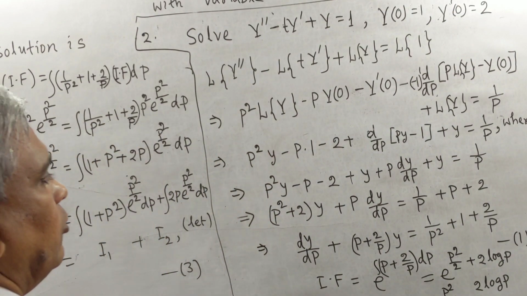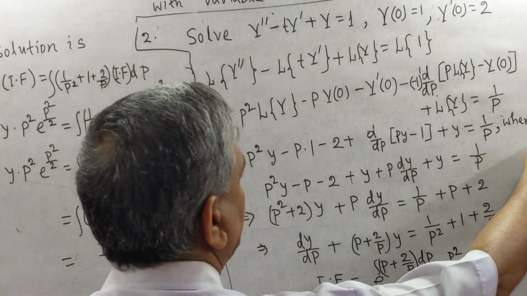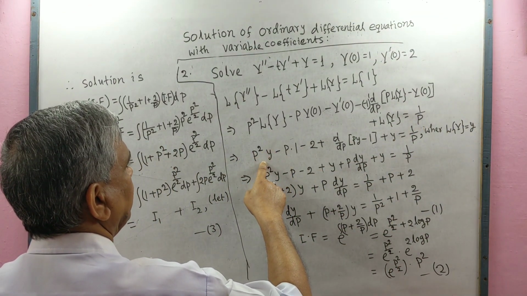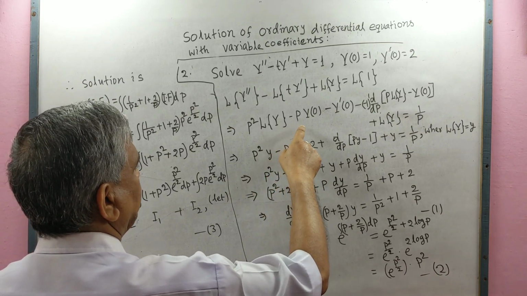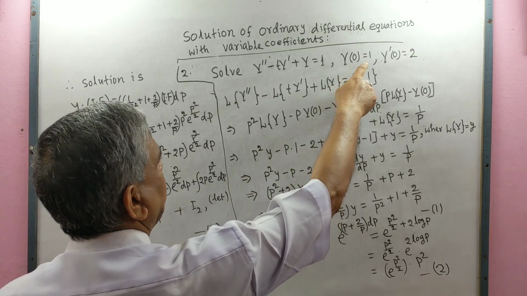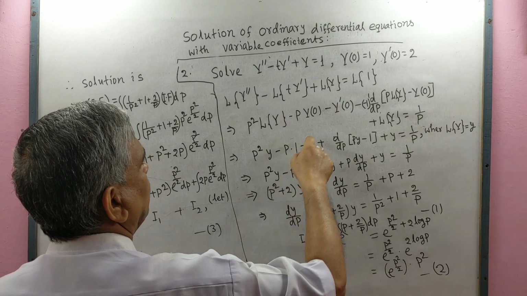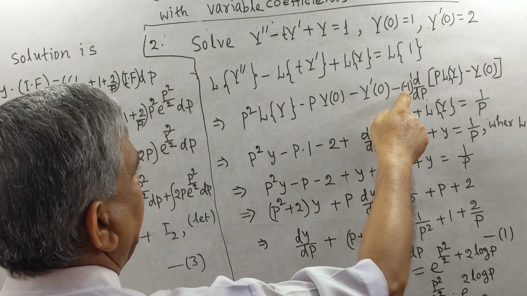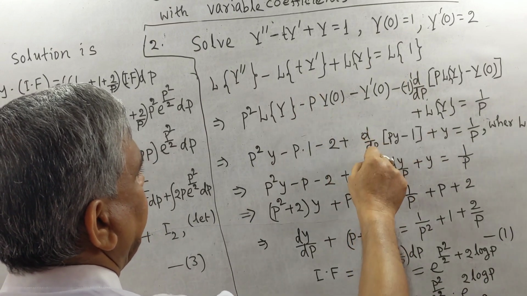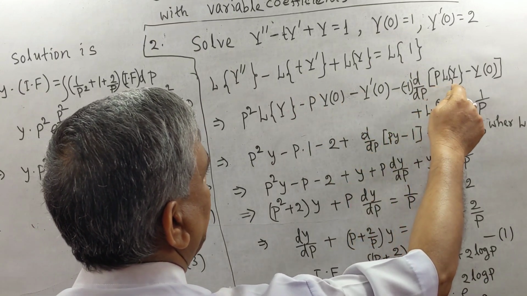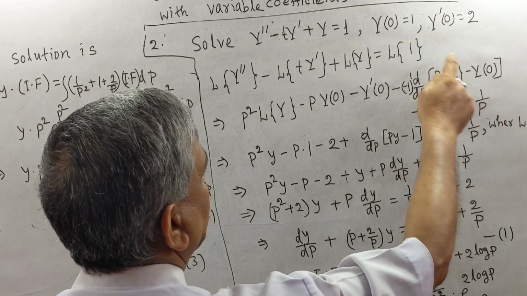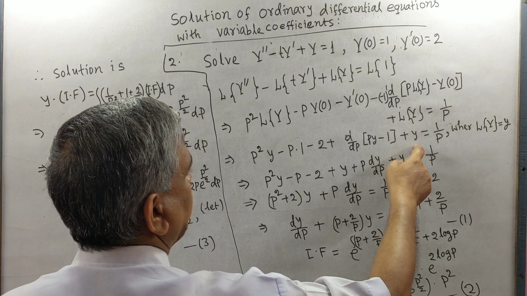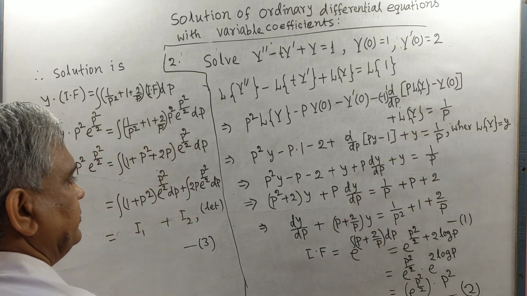Let L[y] be capital Y equal to small y. So here we get p² y minus p y(0), where y(0) is 1 given and y'(0) is 2 given. Here minus, minus, plus d/dp of (p y minus y(0), which is 1), plus L[y] which is y, equal to 1/p.